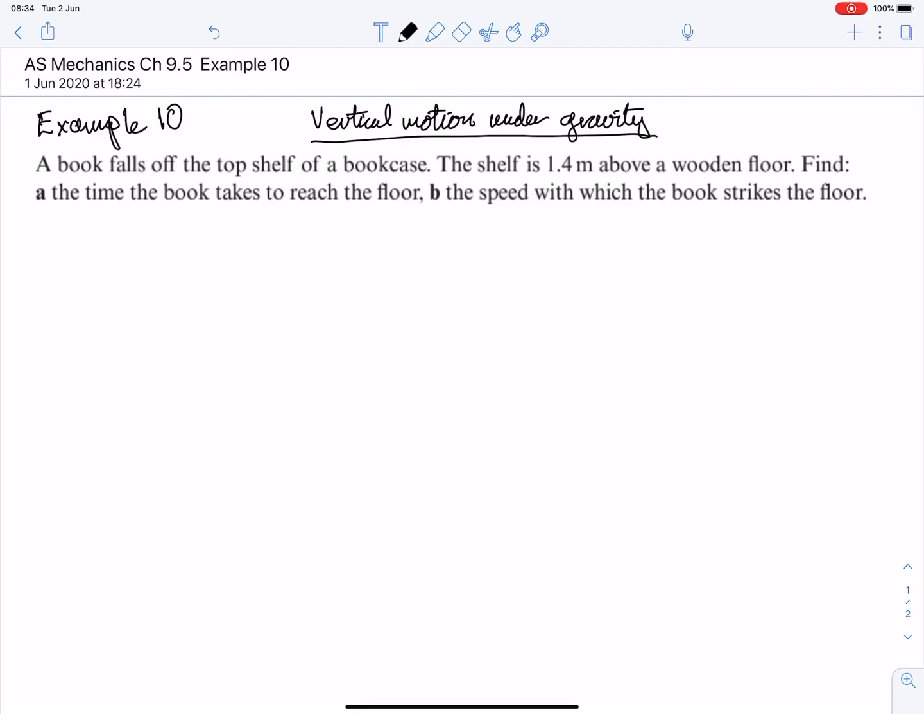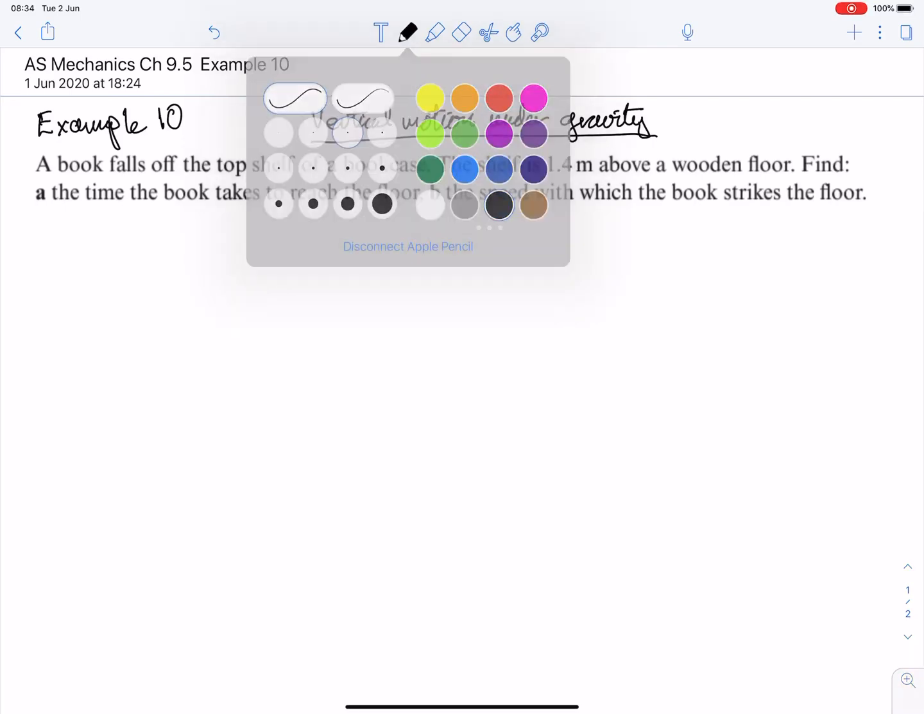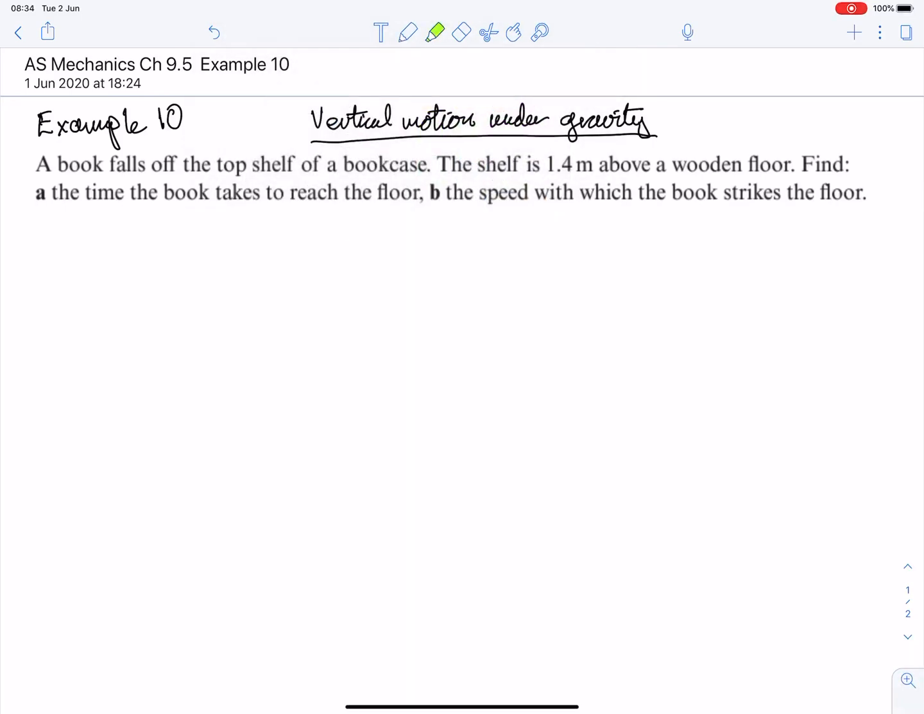So here we are with the first example, well it's example 10 but it's on vertical motion under gravity, and we've got a number of new things to think about here particularly. So first of all, let's read the question. As usual, lift out the key information.